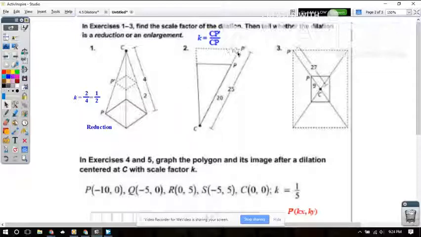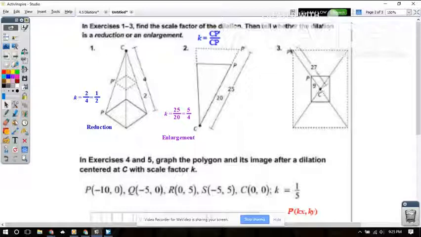All right, number 2. We still want CP prime over CP. CP prime is the long one because there's a little apostrophe there. And so we've got 25 over CP, which is 20. And 25 over 20 simplifies down to 5/4. And as we see, this triangle here that has P prime on it is larger. This is an enlargement.